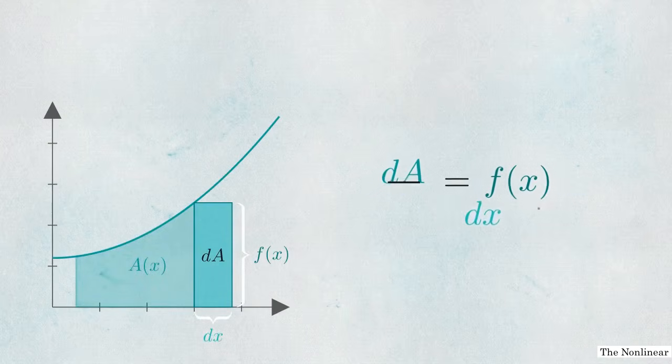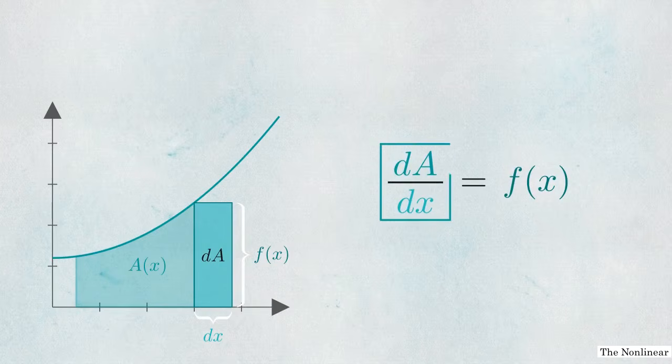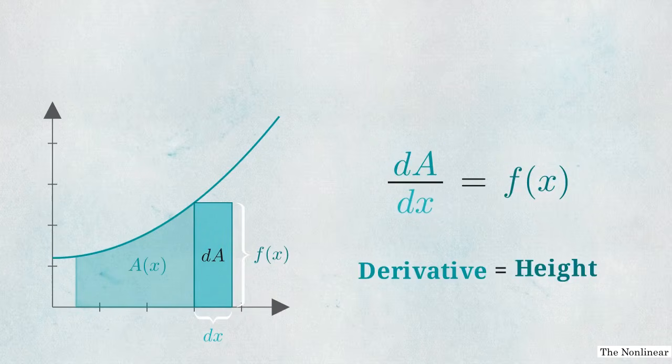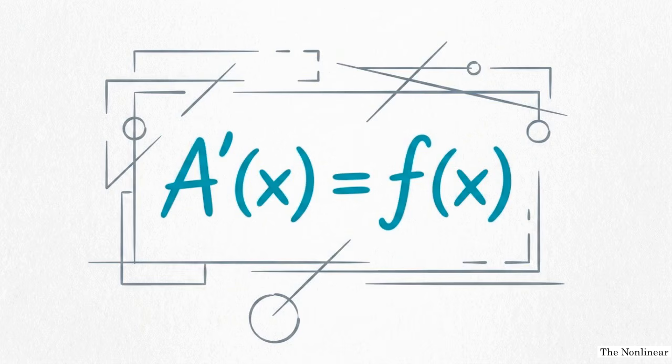If we look at the ratio of this added area to the width of the step, we find that dA over dx equals the height of the curve, f of x. In calculus, a change in output over a change in input is the derivative. This shows us that the derivative of the area function is the original curve itself.